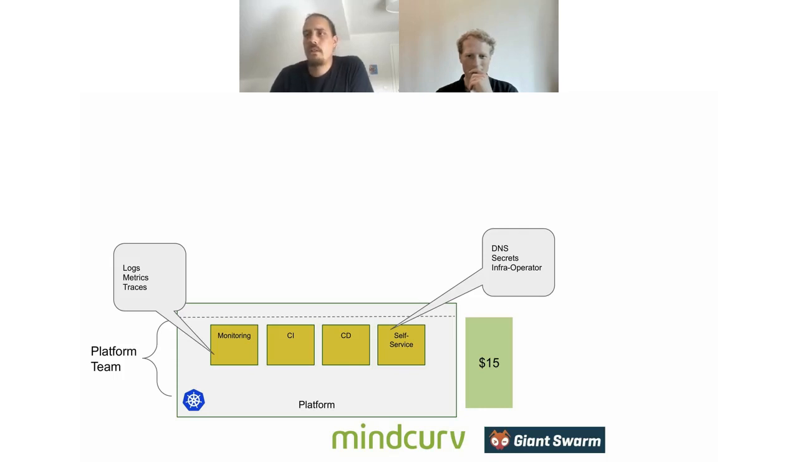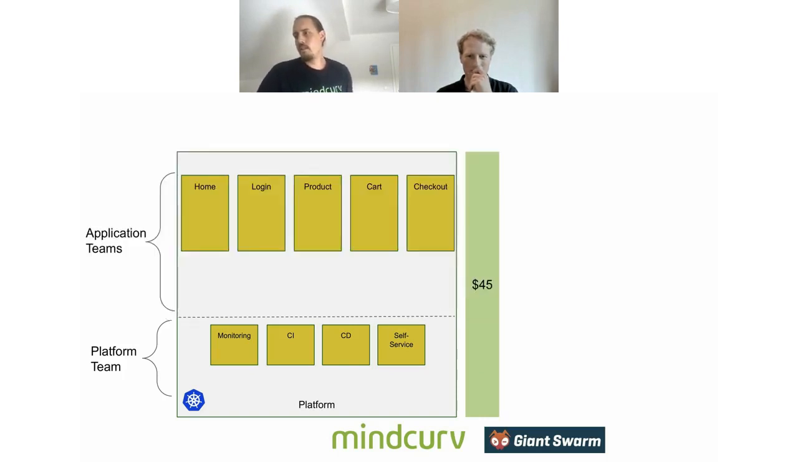So self-service, autonomous teams was a strict requirement. So let's have this as a platform service. And you can see here that the cost is 15, just a number that I made up, just for simplifying. And then you have application teams.